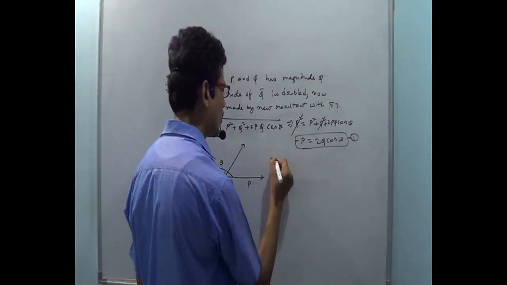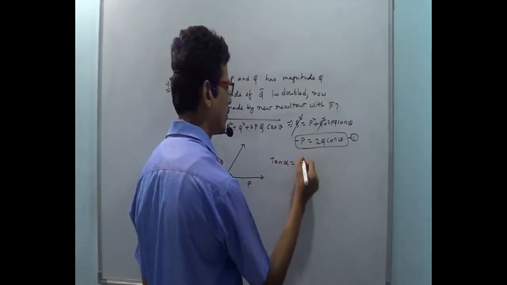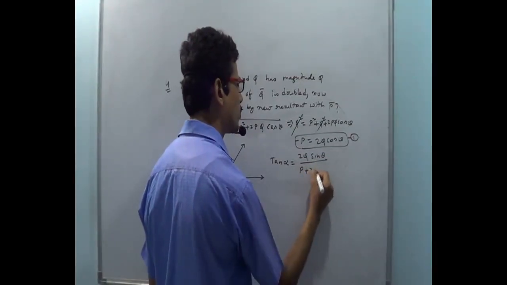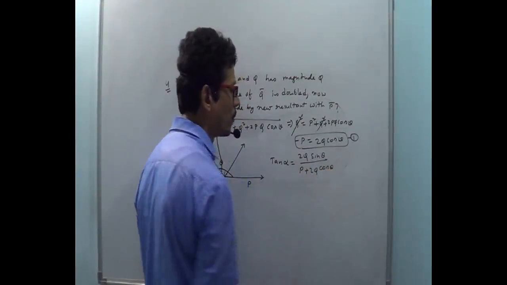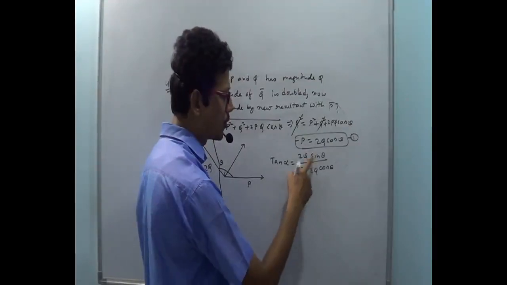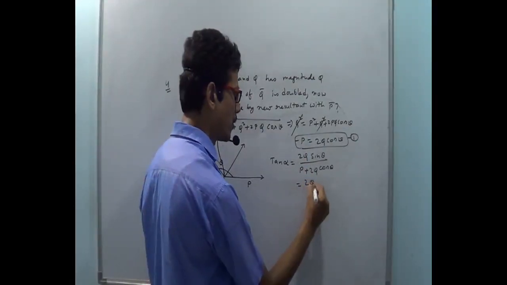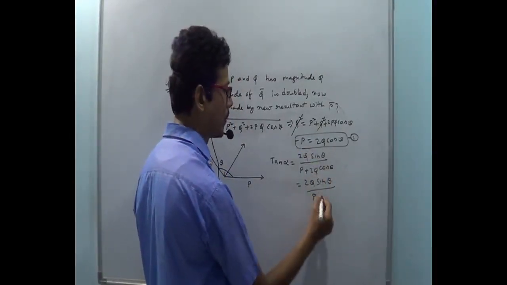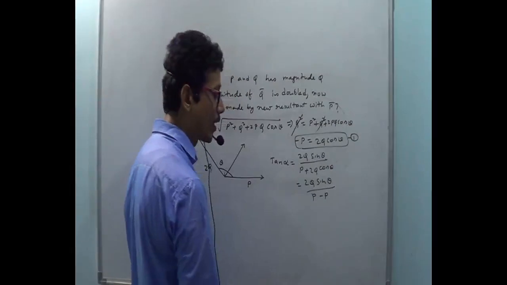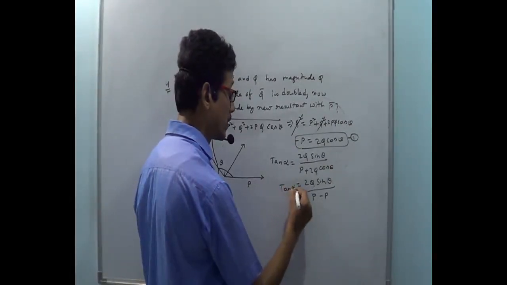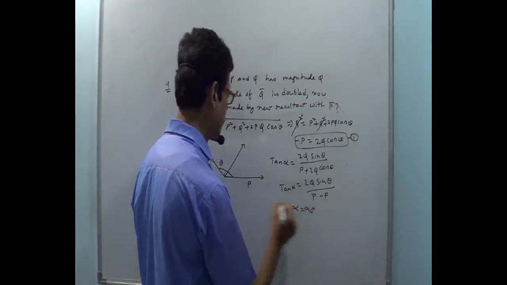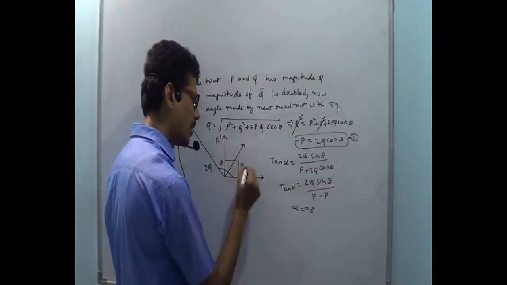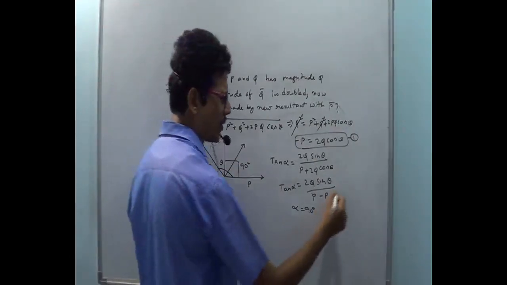And now, what is the formula for tan alpha? 2q sin theta by p plus 2q cos theta. But we know from the first condition 2q cos theta is minus p. Instead of this I write minus p. So the denominator is becoming 0. Tan alpha is becoming infinity. So alpha is 90 degrees. New resultant makes an angle of 90 degrees.